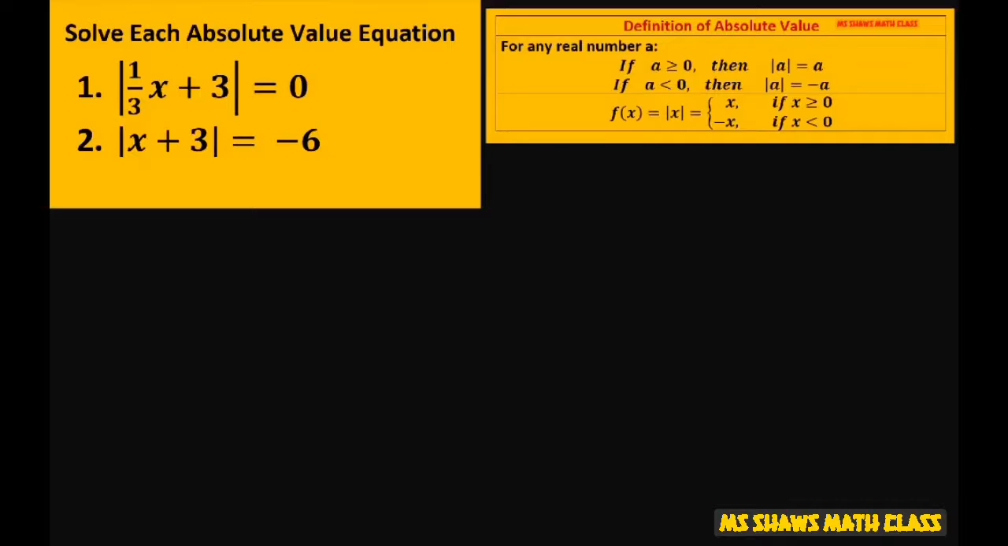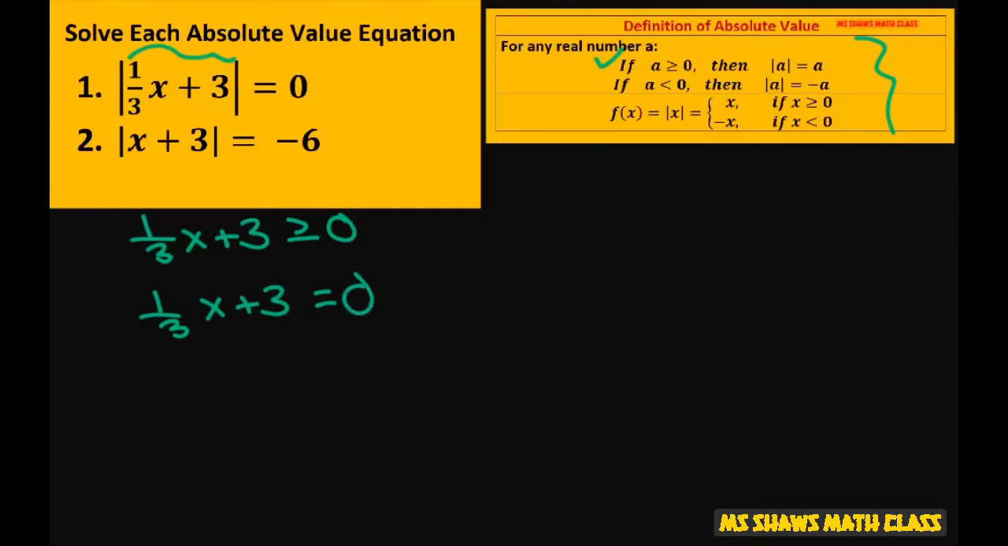So for the first one, if our A part here is positive, we're looking at the definition of absolute values. So if 1/3 x plus 3 is greater than or equal to 0, then you just write it like 1/3 x plus 3 equals 0. Basically, you're just copying this down without the absolute value signs.